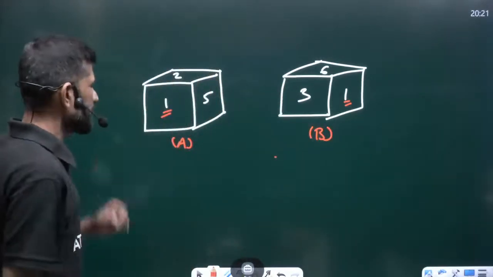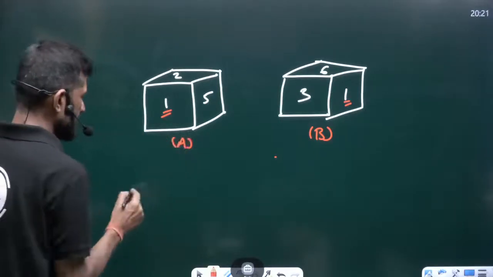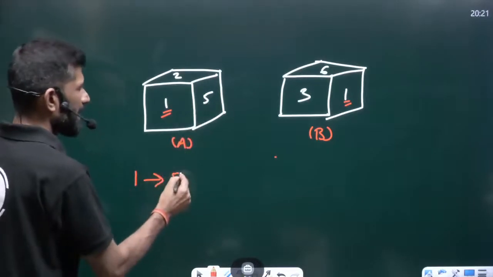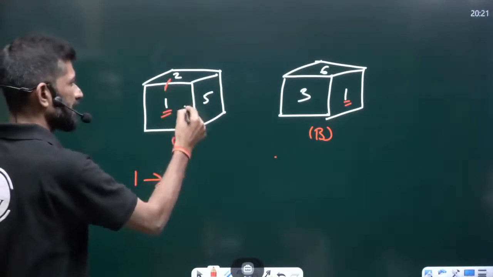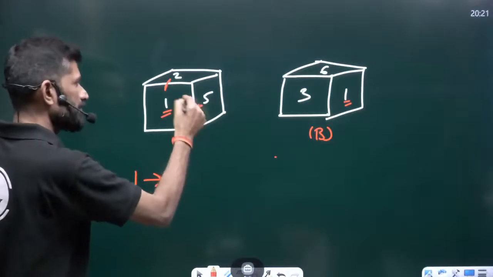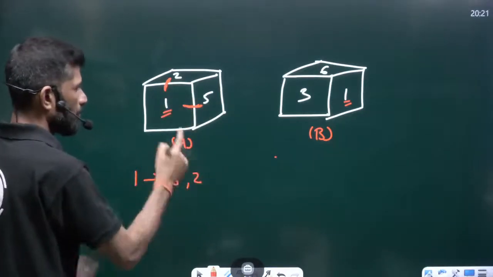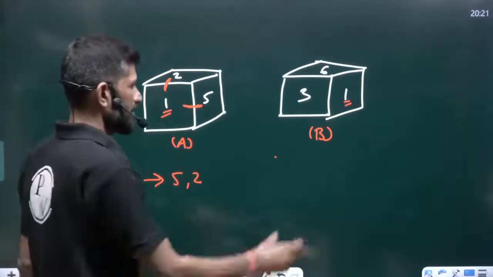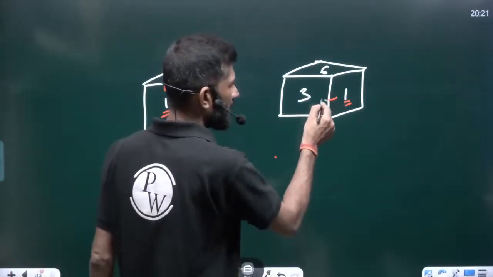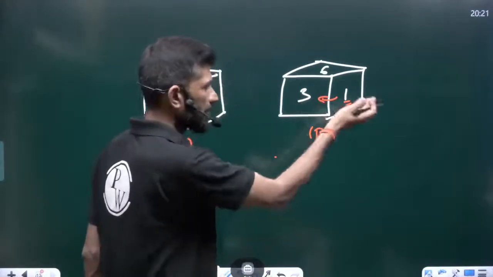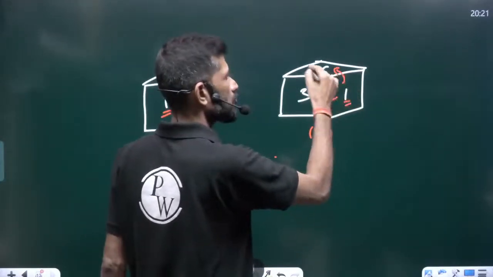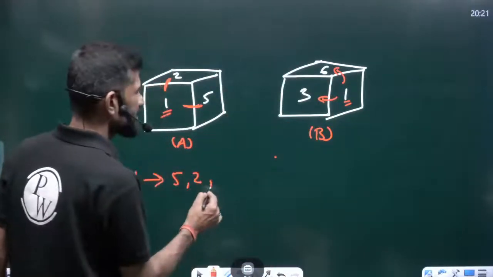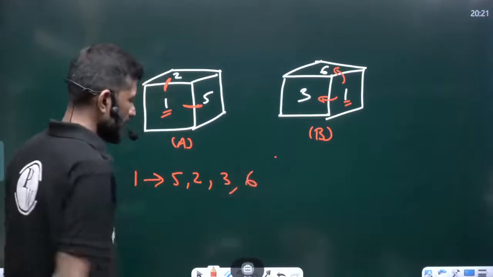Listen carefully. View A says that one adjacent number, one neighbor, is 5 and one neighbor is 2. View B says that one adjacent number is 3 and one adjacent number is 6. So the adjacent numbers are 3 and 6. Which number is missing here?